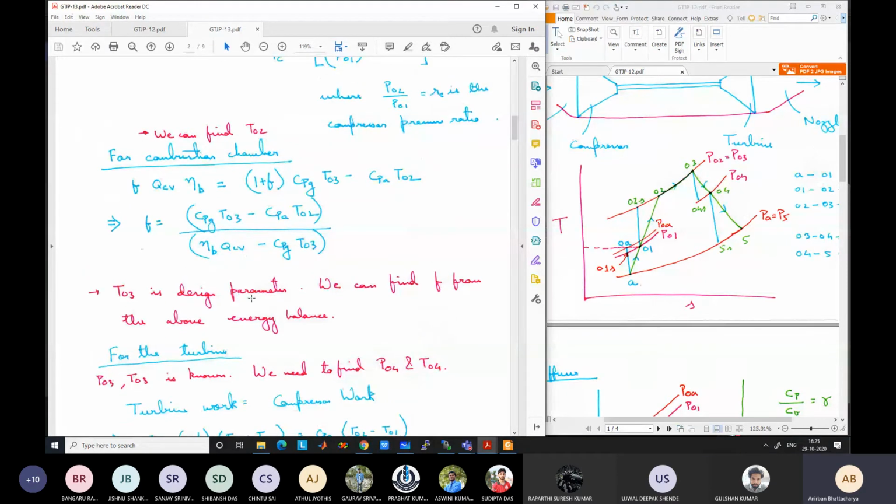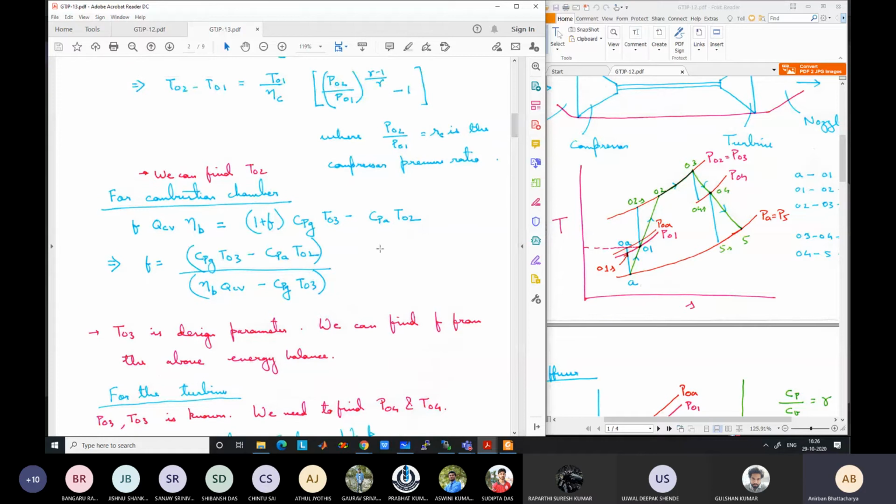As T03 is the design parameter, we can find F from the above energy balance. So now we know the T03 and P03 point. P03 is equal to P02 because we have not considered any pressure loss. If there are pressure losses, that will be given to us, like 4% pressure loss or something. Then you can easily calculate P03, it will be 0.96 of P02. Depending on the pressure loss, you can find out what P03 should be. So after this calculation, the turbine inlet condition, P03 and T03, should be known to you.